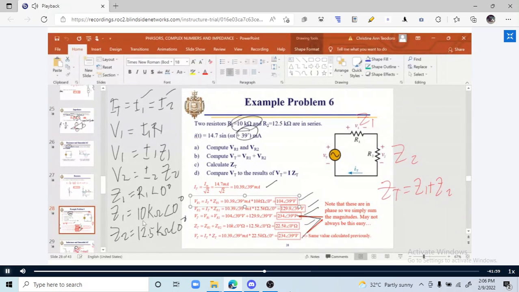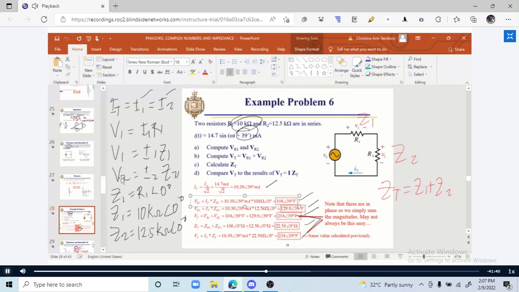So Z1 now is this one. That Z1 is equal to R1 angle 0, and your R1 is 10 kilo ohm. So Z1 is 10 kilo ohm angle 0. And your Z2 is equal to R2 angle 0, and your R2 is 12.5 kilo ohm angle 0.